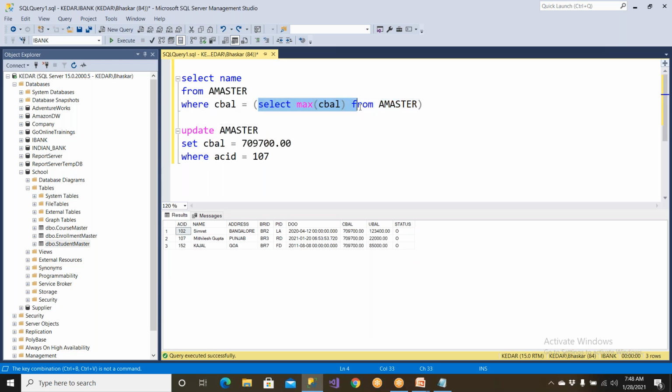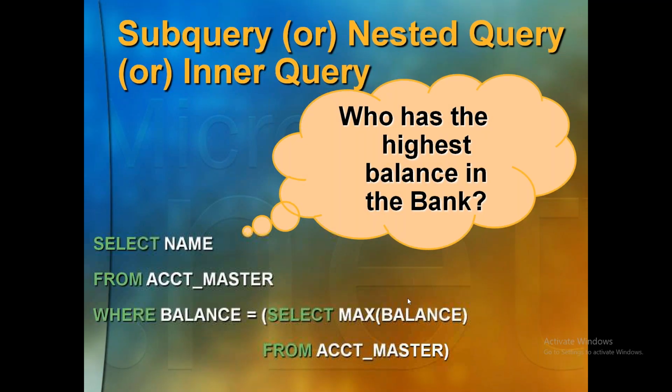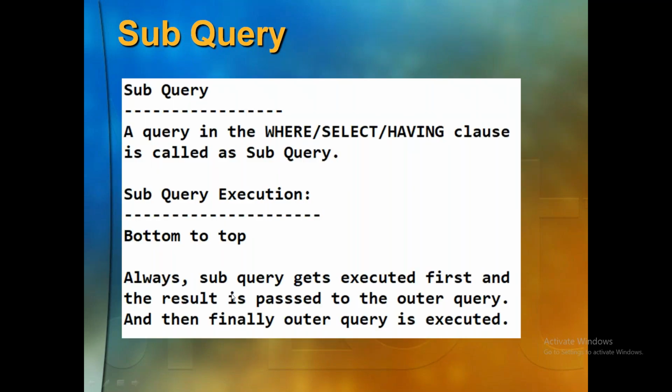So always a subquery will get executed first, and the result set is substituted in this. Now the outer query will get executed later. So execution is always bottom to top. Remember this point forever. So this is how the query you need to write. This will get executed first, and it is going to put the data in this, then the outer query will get executed. So what is a subquery? A query in the where clause, a query in the select clause, or a query in the having clause is called a subquery.